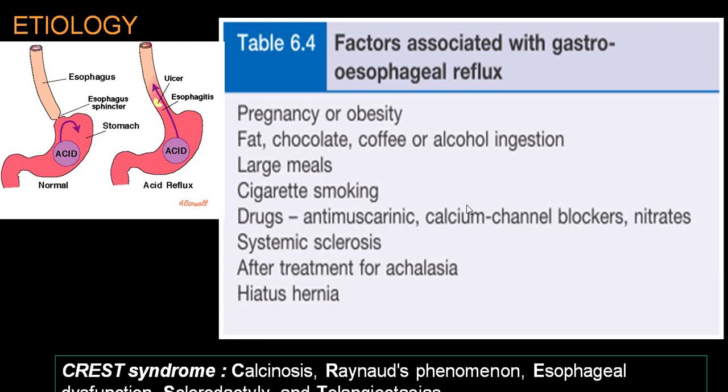Drugs, particularly calcium channel blockers, nitrates, and antimuscarinics, relax the lower esophageal sphincter. There is also one condition which can increase the chance of GERD, like systemic sclerosis. Then if you treat a person for achalasia, there is always a chance of lower esophageal sphincter dysfunction, and that can produce GERD, with a very, very high association in a person with hiatus hernia.